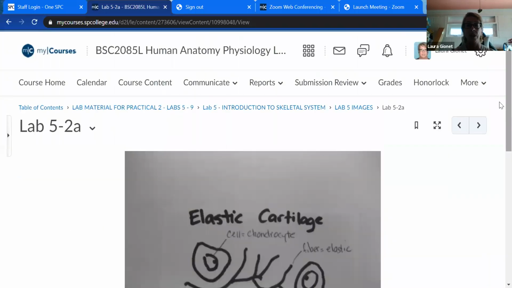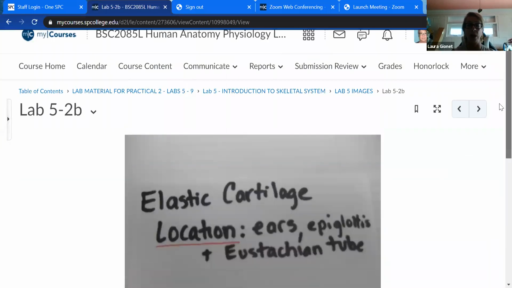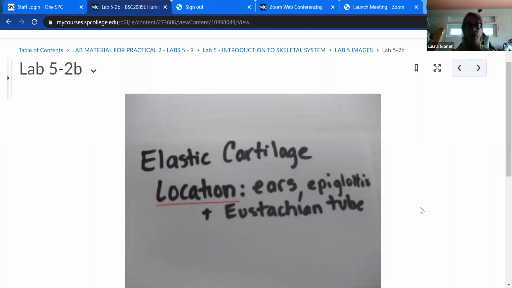So the cells are chondrocytes. They're sitting in their lacunae. And we have locations: ear, epiglottis, eustachian tube. Right, ear, epiglottis, eustachian tube.